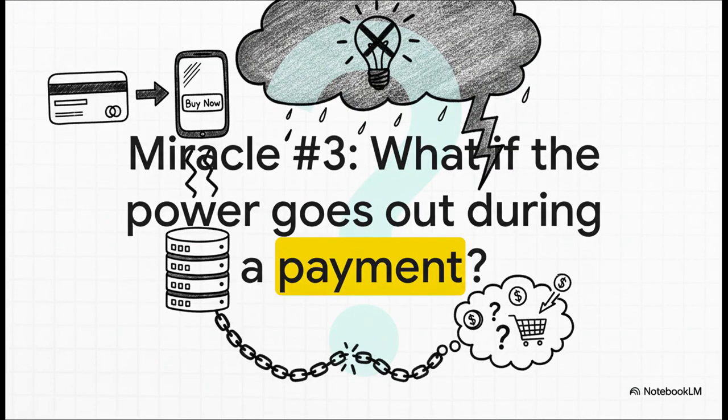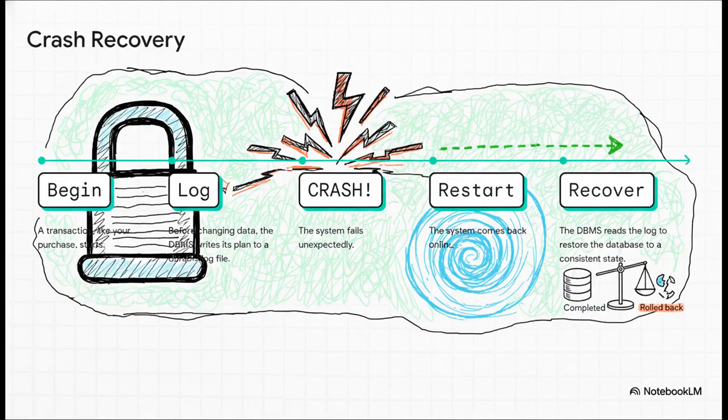And that brings us to our final miracle, the safety net. You've clicked Buy Now. The money has just left your bank account. But right before the system confirms your order, the power goes out. Is your money gone? Is your order just lost in the void forever? Absolutely not. And that's because the DBMS has this amazing safety net called a transaction log.